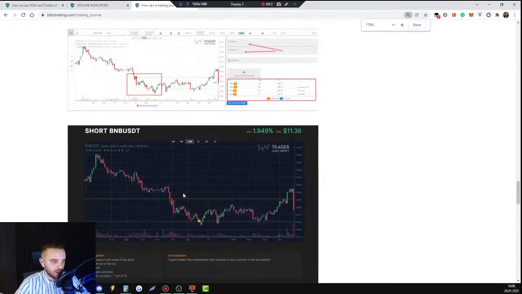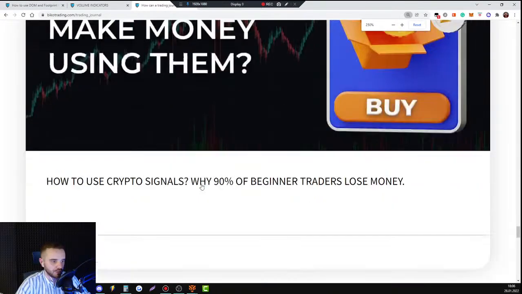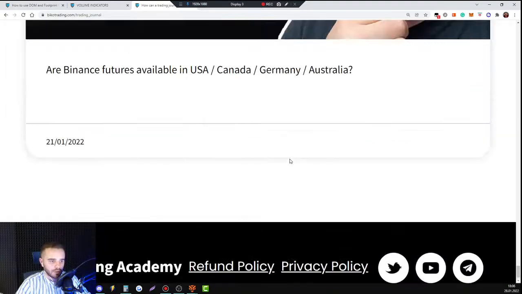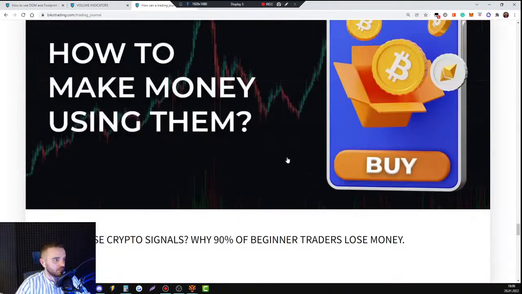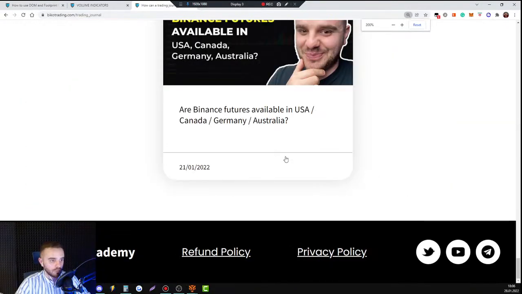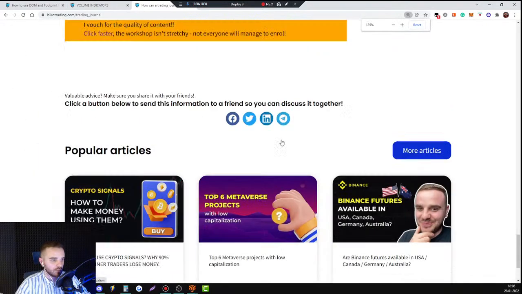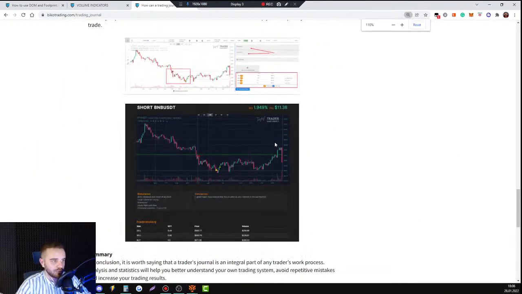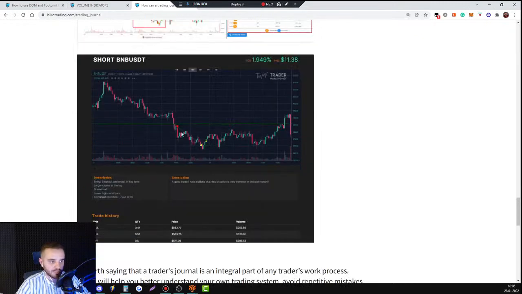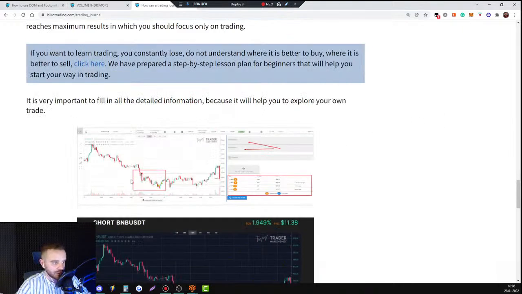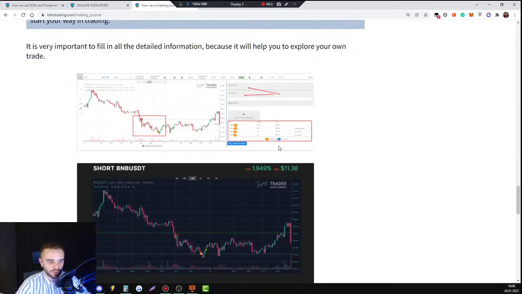Example of my short on BNB. Example like these trades, you can see exactly where you open a trade, what price did after you, and you can analyze all your trades. My students, all of our students connect to this important tool.